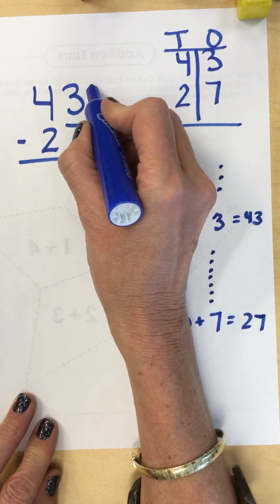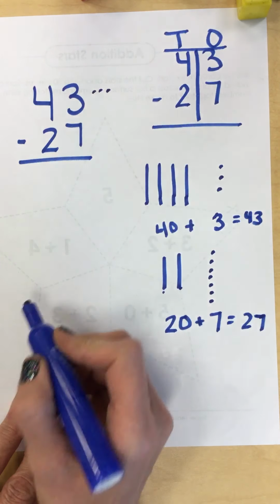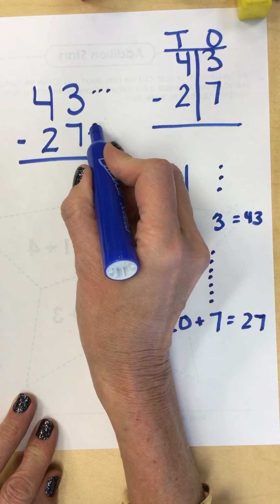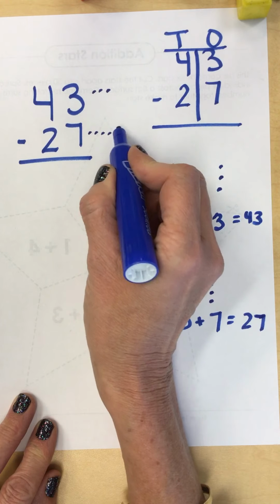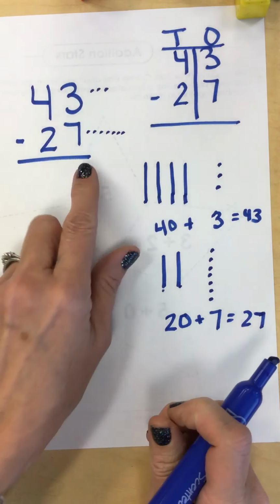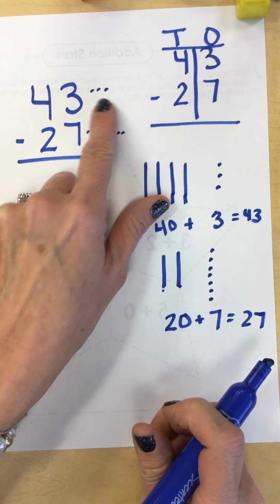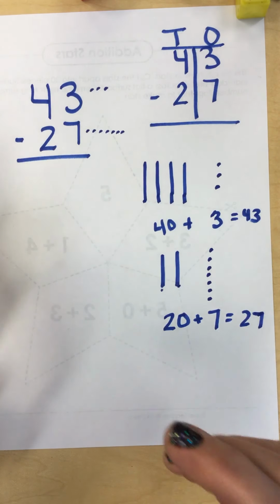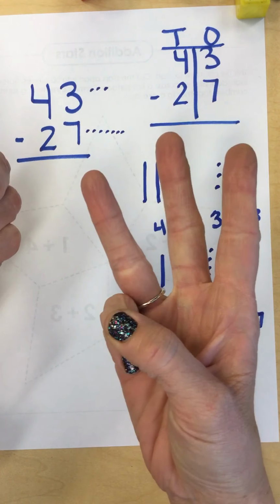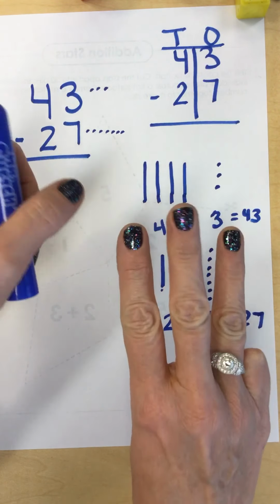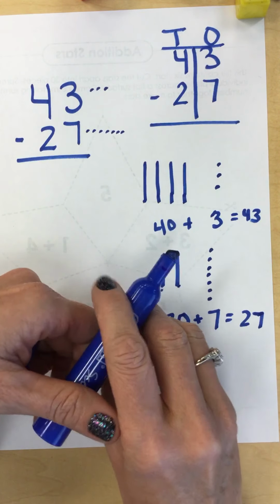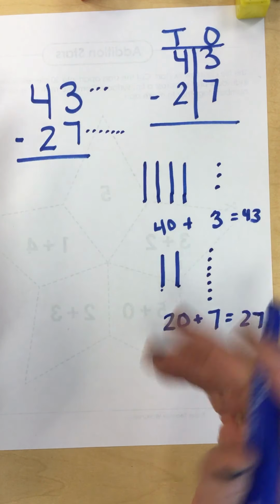Well, if I look right here, 1, 2, 3, I've only got 3 ones and I need to take 7. Can I take 7 from 3? I cannot. If I had $3, I cannot give you $7 if I only have 3. So, because the number's not big enough.